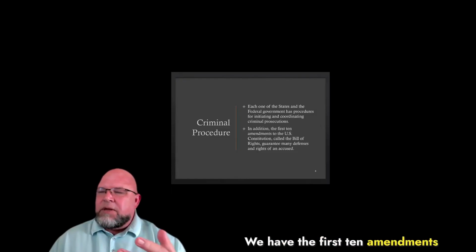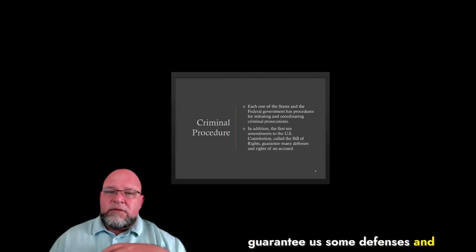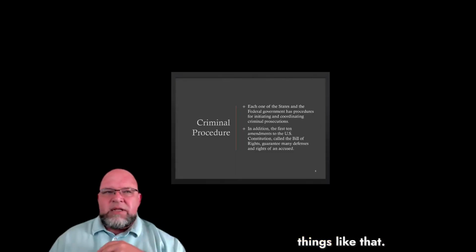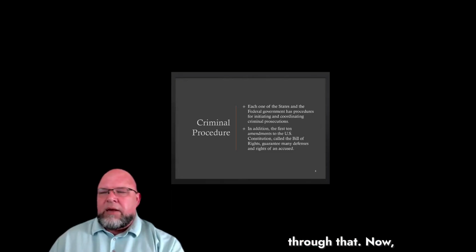We have the first 10 amendments that are the Bill of Rights that guarantee us some defenses and the rights of the accused. They come from there, or Miranda rights, things like that. We'll go over those here in a second also. But we're protected through that. Now, there are the 10 amendments, they're the Bill of Rights.